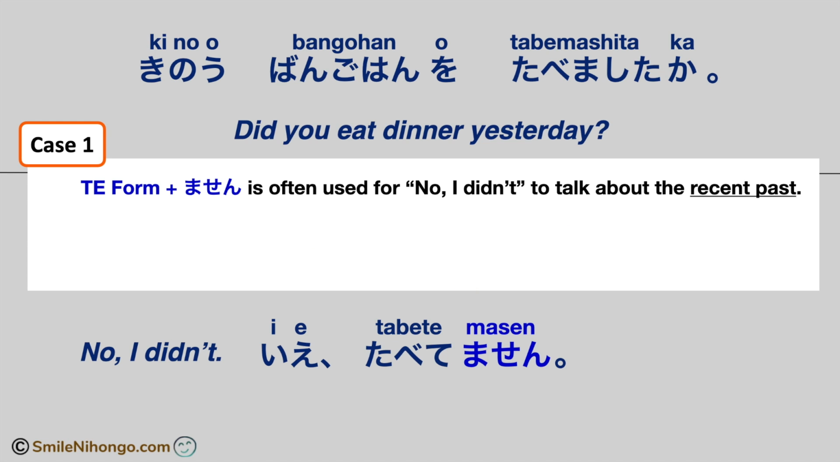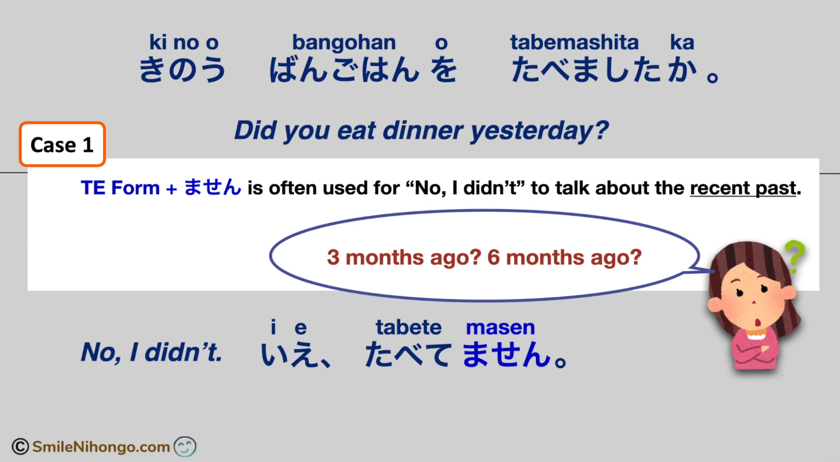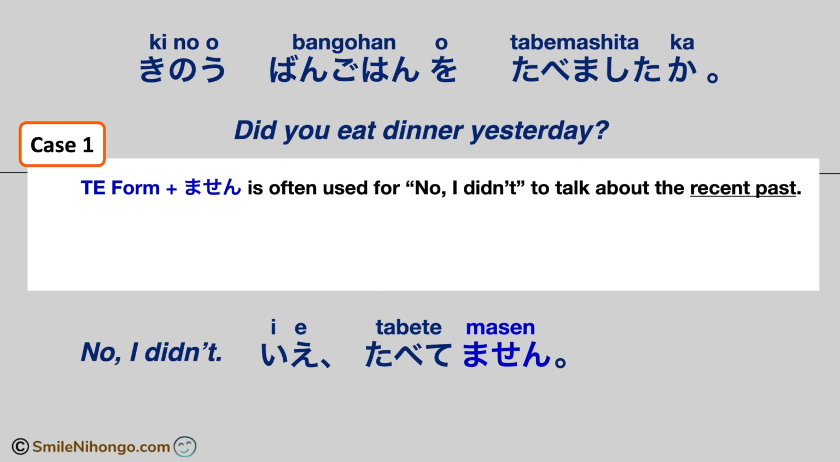But then you may wonder, what about 3 months ago or 6 months ago, right? Well, there's no absolute definition as to up to how long ago is the recent past. It can be quite subjective. Native speakers naturally choose てません or ませんでした based on their intuition. So again, this is not an established grammar rule yet. Just keep this in mind, and when you are not sure, you may want to just stick to ませんでした.